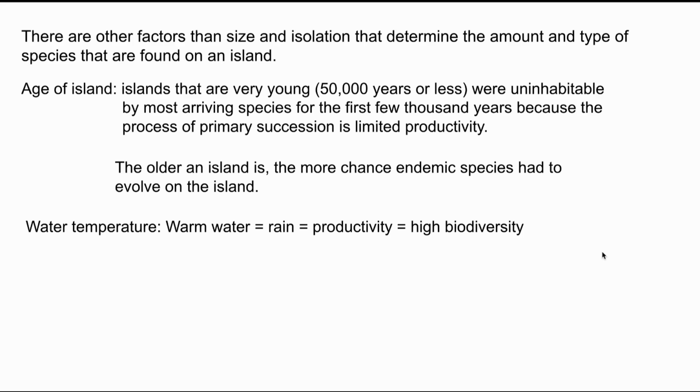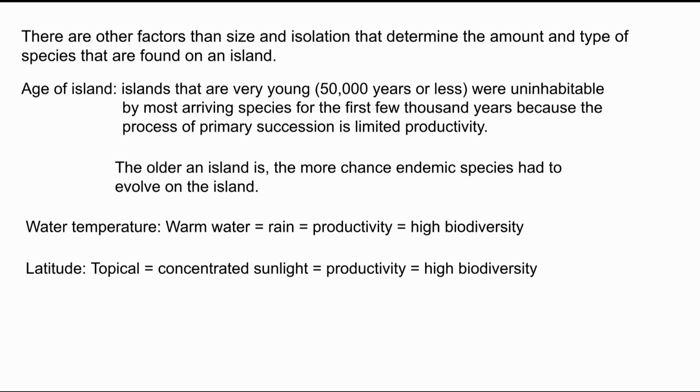So if you remember when we talked about the hydrologic cycle, warm water equals rising air equals rain equals productivity, and productivity equals higher biodiversity. So if I have warm water around my island, I would expect to have more rain, more plants, and more ability to support more organisms, more species.